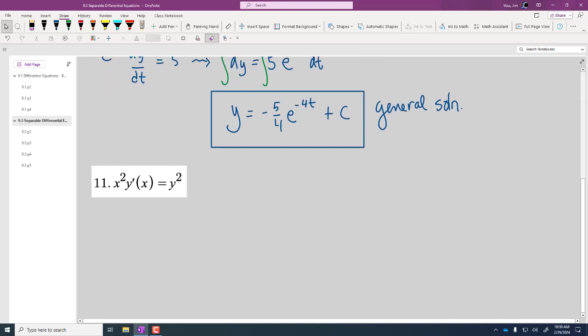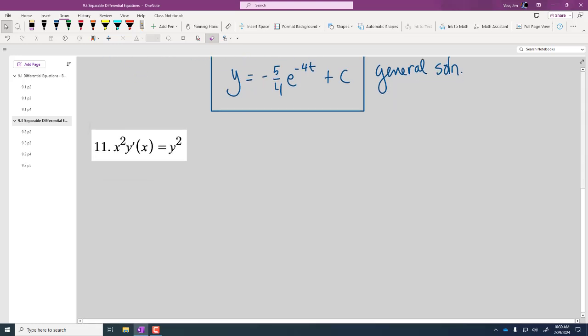Now let's do one that's a little more interesting. So this one has the situation where you could isolate the y prime. If you divide by x squared, you've got the y prime isolated, but there's not just x's on the right-hand side, so you couldn't just do regular integration. You can't just isolate this y prime and then integrate both sides. So this one we definitely need to do this technique of separation of variables.